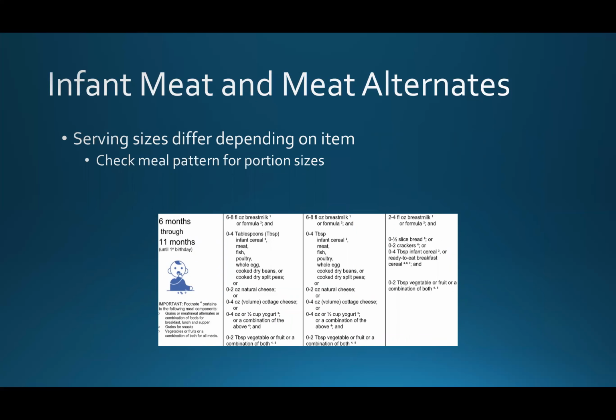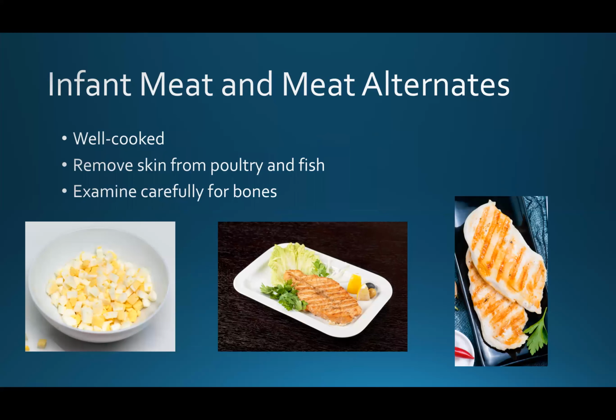The serving sizes for various meats and meat alternates is different depending on the item, so check the meal pattern for required portion sizes. All meat, eggs, poultry, and fish must be well cooked. Poultry and fish should be without skin and examined to make sure there are no bones.